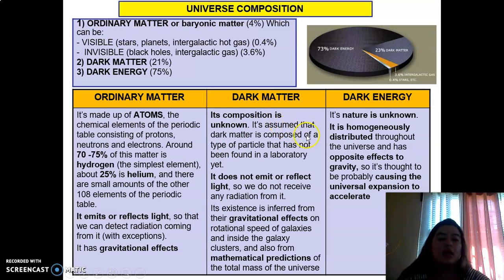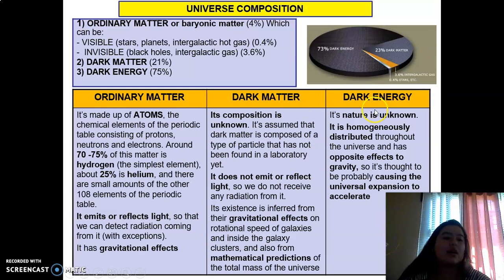As for dark matter, its composition is unknown. It's assumed that dark matter is composed of a type of particle that has not been found in a laboratory yet, and it doesn't emit or reflect light. So we don't receive any radiation from it, and its existence is inferred from the gravitational effects on the rotational speed of galaxies and inside galaxy clusters, and also from mathematical predictions of the total mass of the universe.